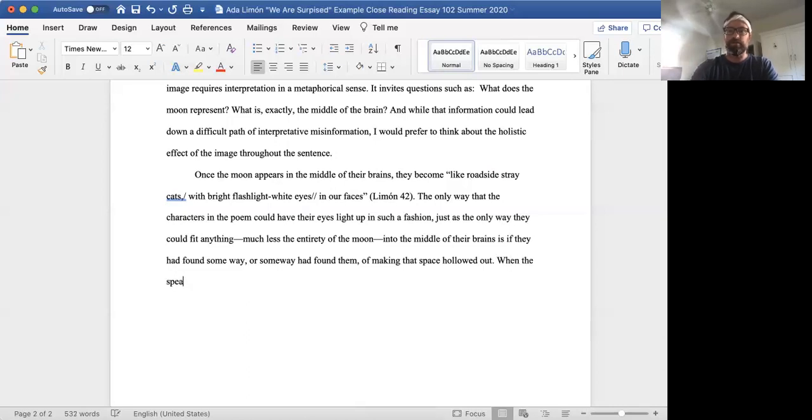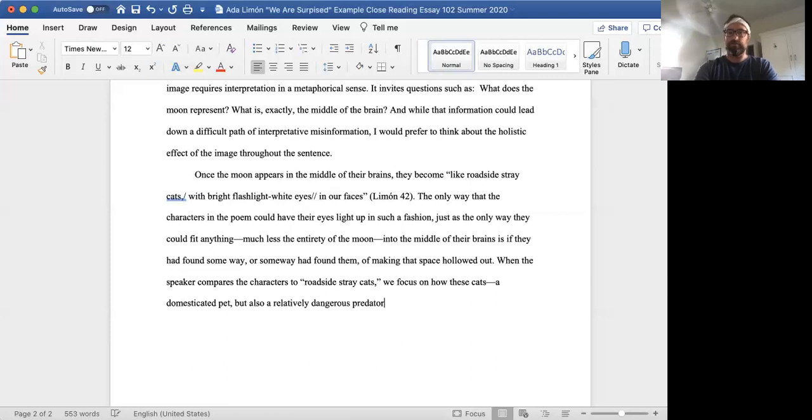You know, so when the speaker compares the characters to roadside stray cats, we focus on how these cats, a domesticated pet, but also a relatively dangerous predator, have two different qualifying images.